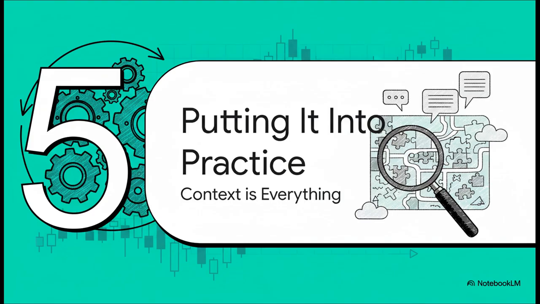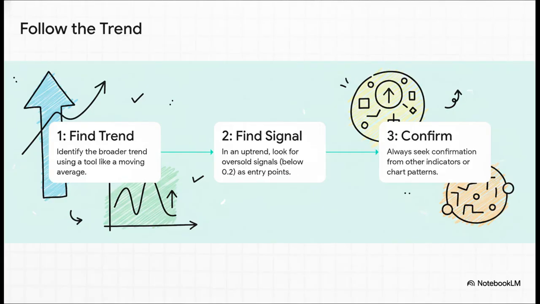Okay, so we have this incredibly fast, incredibly sensitive tool. The big question is, how do we actually use it without getting chopped to pieces by all those extra signals? Well, the answer is all about one word: context. Look, the smartest way to use this indicator is to swim with the current, not against it. First, figure out the main trend. If the market's in an uptrend, you completely ignore the overbought sell signals. You just don't care about them. Instead, you wait for the Stoch RSI to dip down into that oversold territory. That's your potential entry point to rejoin the trend.